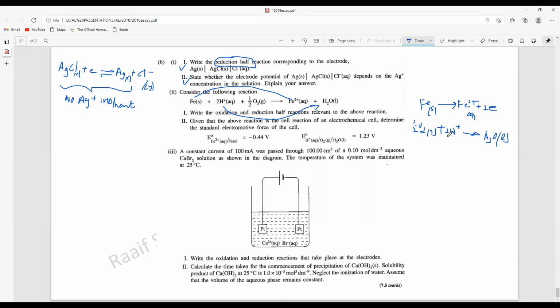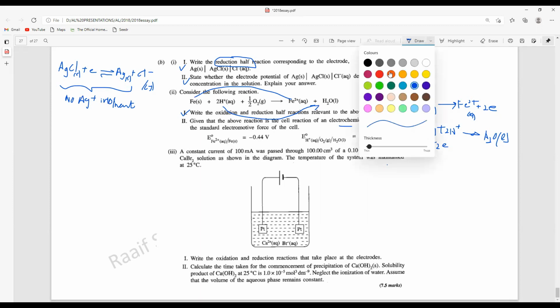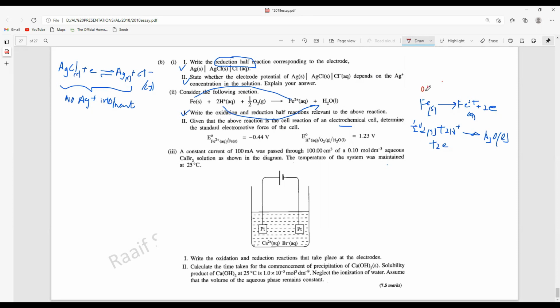Okay, so here to balance the charge, you need to add 2 electrons because this is the reduction reaction. So everything is okay here, oxidation and reduction, because the oxidation is happening here, reduction is happening here. Given that the above reaction is a cell reaction of an electrochemical cell, now they are going to prepare an electrochemical cell using this, let's say this is the oxidation reaction, and this was our reduction reaction.